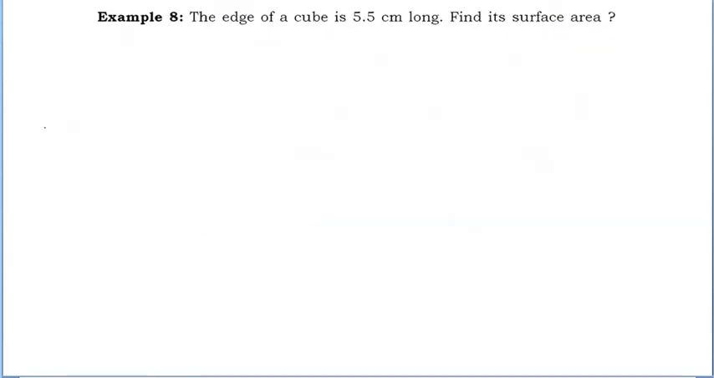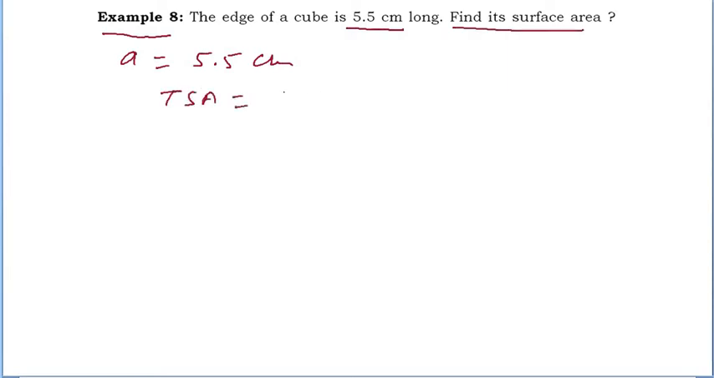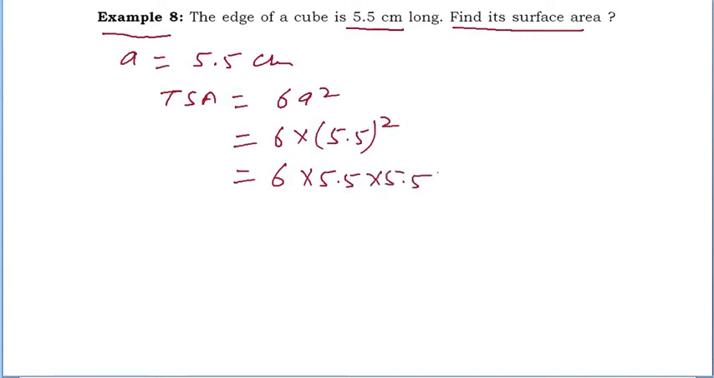Now come to the next, example 8. The edge of a cube is 5.5 centimeter. That is the a. a is equal to 5.5 centimeter. Find its surface area, that means total surface area. So TSA of cube is 6a². So you have to write here 6 into a square, that is 5.5 whole square. So that is 6 into 5.5 into 5.5.